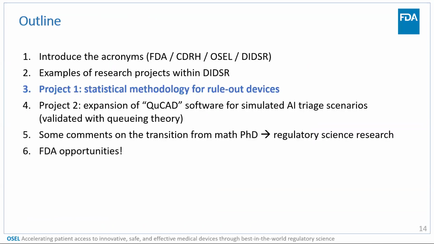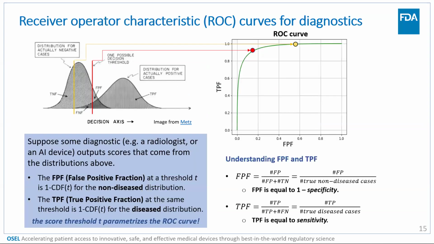Okay, so those are several of the projects going on in DITSER as a whole. I'm going to discuss two of my projects in more detail now. And like I said, they're fairly statistics and probability heavy. So the first project that I'm just going to discuss is developing statistical methodology for evaluating rule out devices, and I'll tell you what that means on the next slide.